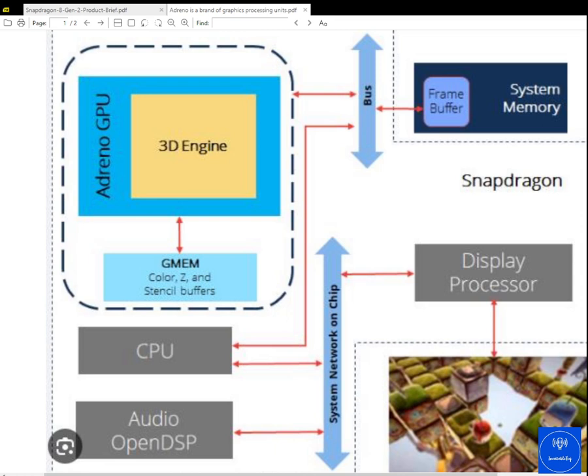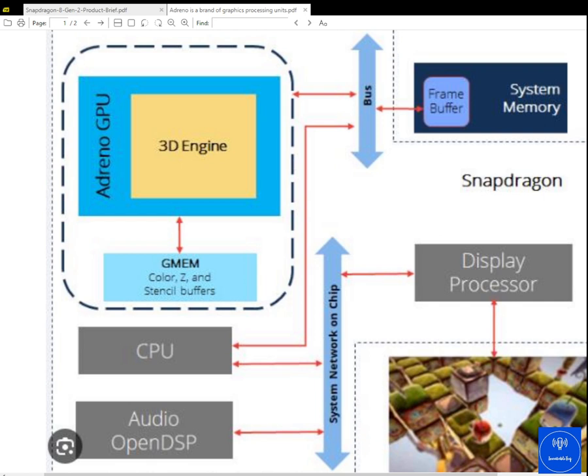Then step number 5 is what we call fragment processing. At this moment, the GPU performs calculations on each fragment to determine its final color and other attributes. This involves operations like texture mapping, applying texture to surfaces, shading, calculating lighting and material properties, blending, and even combining fragments with existing pixels on the screen. That is step number 5.